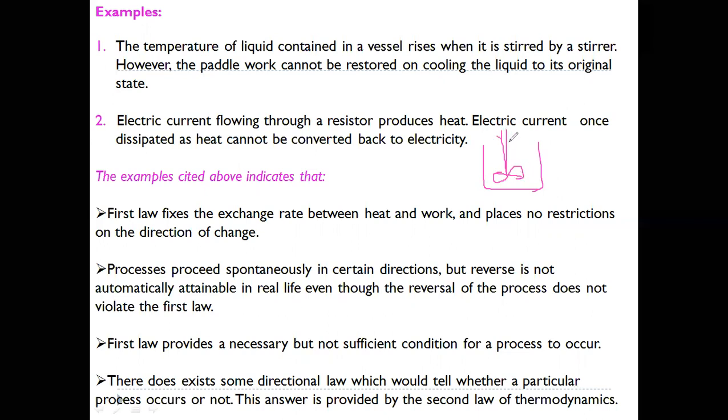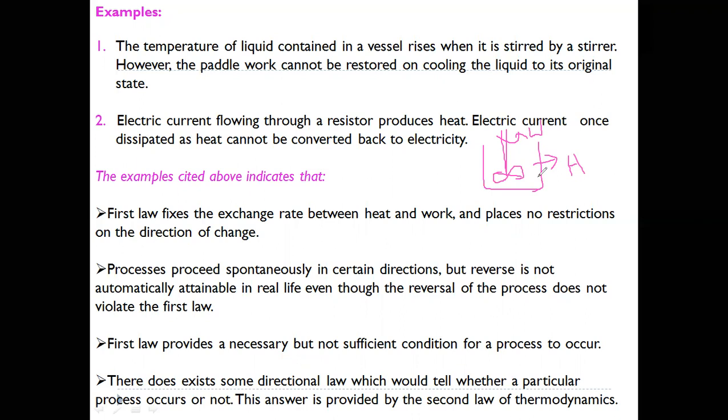So rotation of the stirrer is the work. Okay. So this work energy is converted into a change in temperature. That means heat energy. So this is heat Q. So that means work is converted to heat here. So with the rotation of the shaft, the temperature of the liquid will increase.